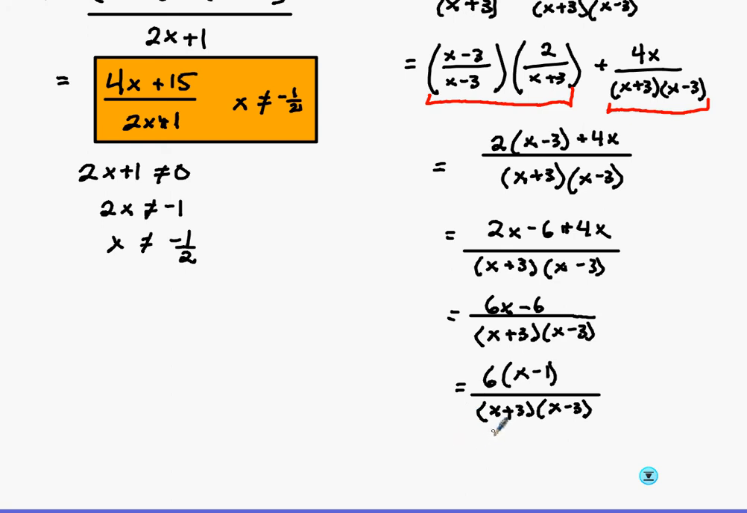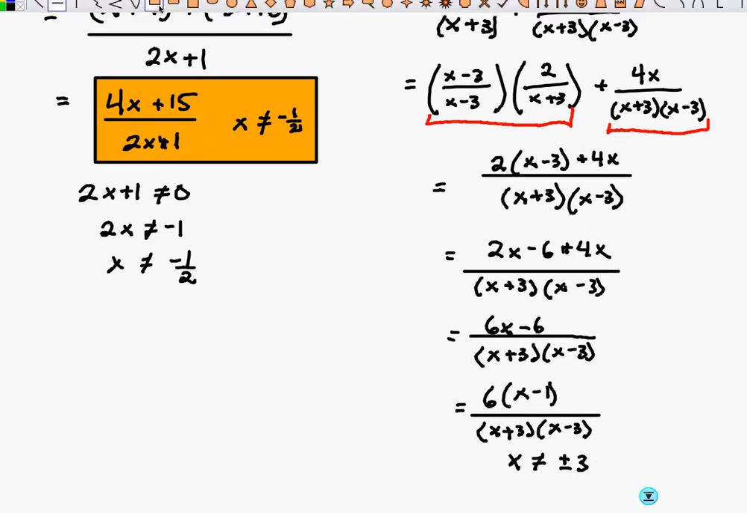And now all we need to do is determine what values of x cause our denominator to go to 0. Well, we can see here that if x is negative 3, this would go to 0. And if I let x be positive 3, this term would go to 0. So we simply say x cannot equal plus or minus 3. And that is our answer for number 23, excuse me.